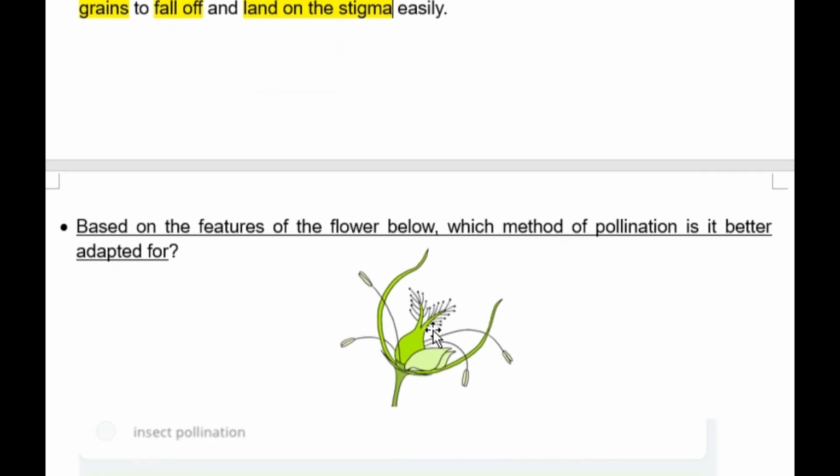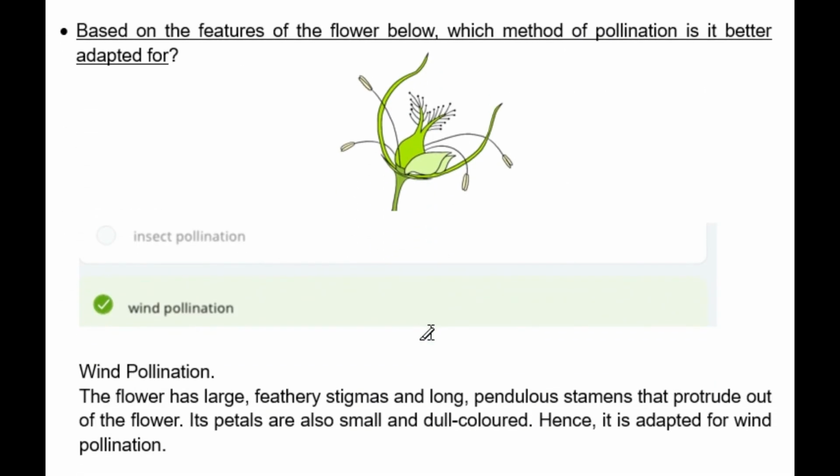Based on the features of the flower below, which method of pollination is it better adapted for? Wind pollination. The flower has large, feathery stigmas and long, pendulous stamens that protrude out of the flower. Its petals are also small and dull-colored. Hence, it is adapted for wind pollination.